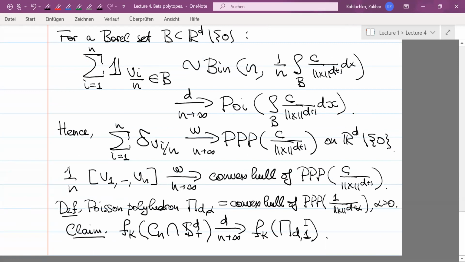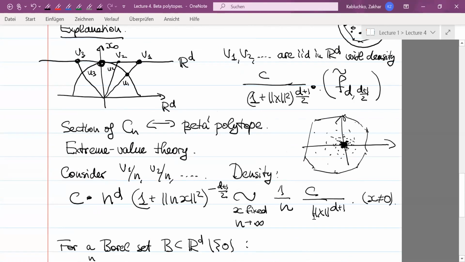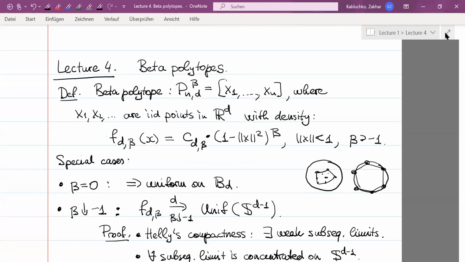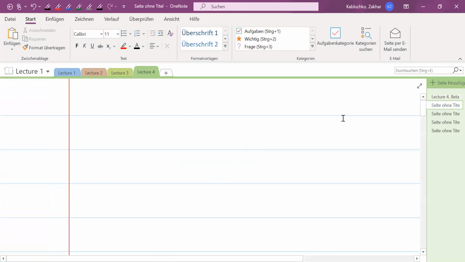This is the first example of appearance of Poisson beta prime polytopes. The second example is the Poisson hyperplane tessellation.